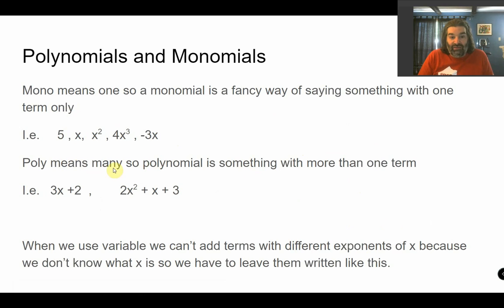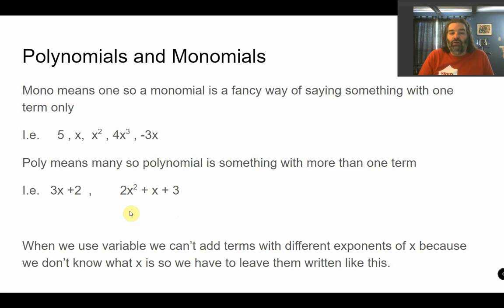So 5x, x squared, 4x cubed, 3x. Okay, it can be a number, it can be a variable, or it can be a number times a variable. And the variable can have any exponent. You can even have a negative, and that just means the number is minus 3 instead of the number being 3. Poly means many. So polynomial, when we use that fancy word, we're just saying it's more than one term. So, for example, 3x plus 2, there are 2 terms, or this one, 2x squared plus x plus 3, there are 3 monomials, 3 terms that we have to take into account.